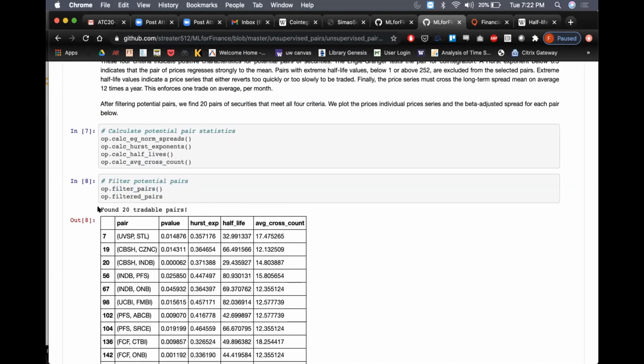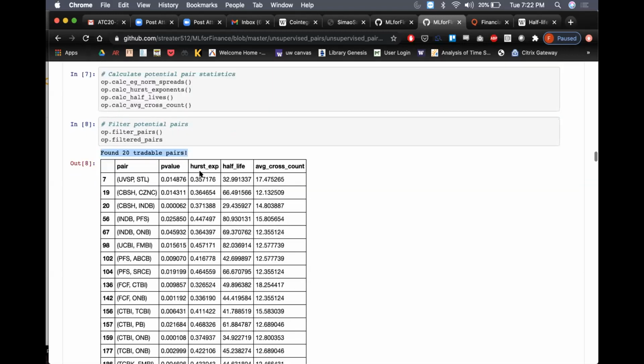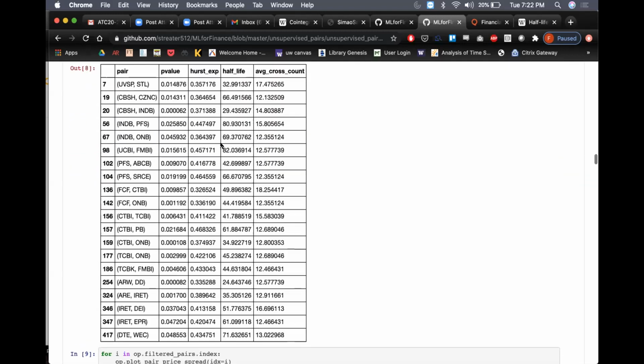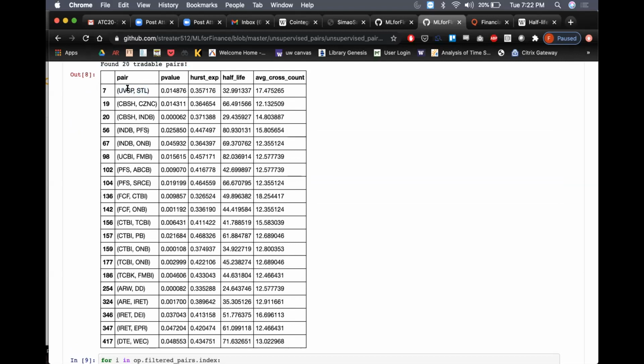And here we found 20 tradable pairs out of those 429 pairs. This is a data frame which shows you the pairs of securities to be traded, as well as the p-value of the t-statistic for co-integration, the Hurst exponent, half-life, and the average number of times that the pair crosses the mean over 1 year. As you can see, all of these have a p-value of less than 5%, so they're significant at the 5% level. They all have below 0.5 on their Hurst exponent, which means that they strongly mean revert.